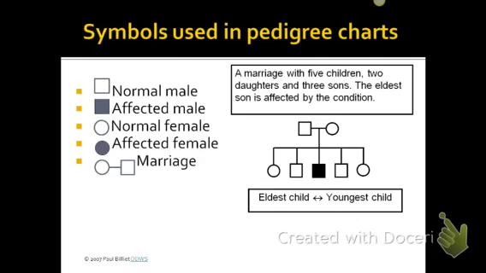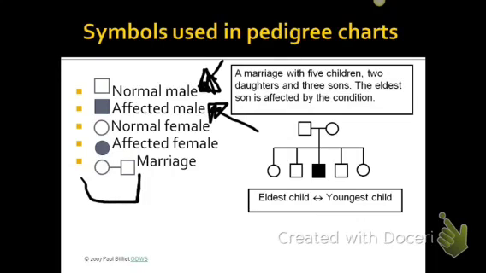Okay, on your guided notes you need to fill in the symbols for the different parts of what makes up a pedigree chart. So if you look here, males are squares. A normal male will be an open square, where your affected male will be a filled-in square. Females are circles. Normal female, open circle. Affected female is your shaded-in circle.